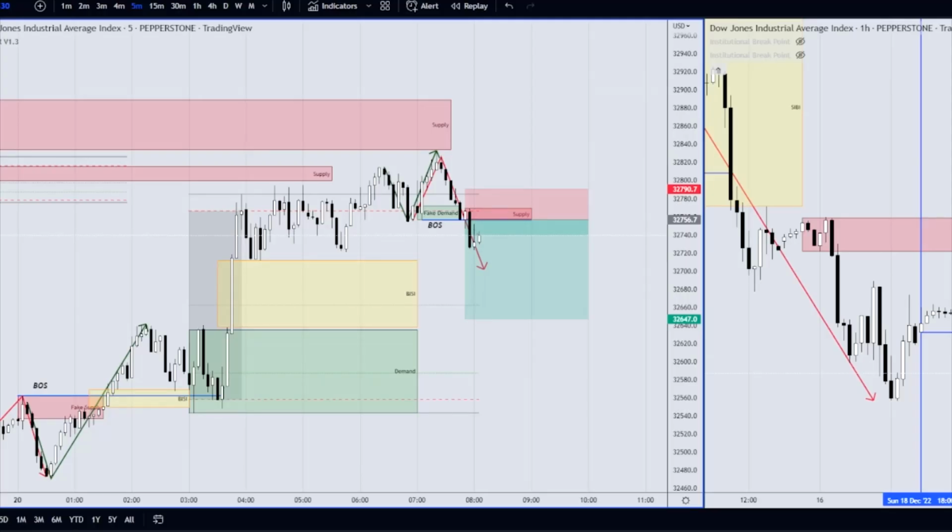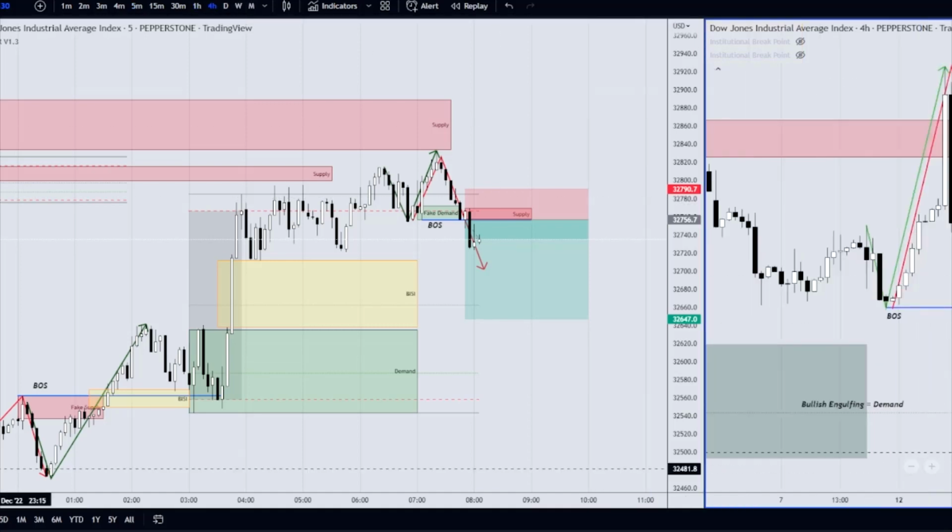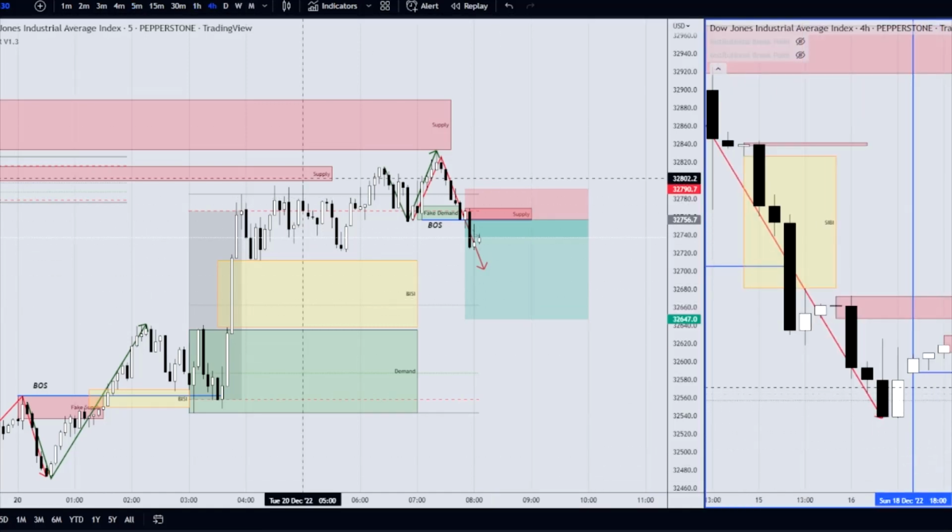Okay, it's 20th of December, it's Tuesday. It's 1 o'clock UK time, that's 8 o'clock in New York time. Analysis this morning on the 4 hour wasn't really giving me any decent indication of a direction, apart from in this area here on the 1 hour.